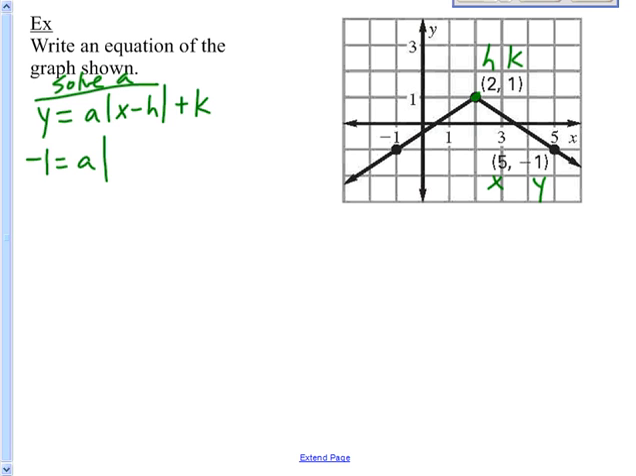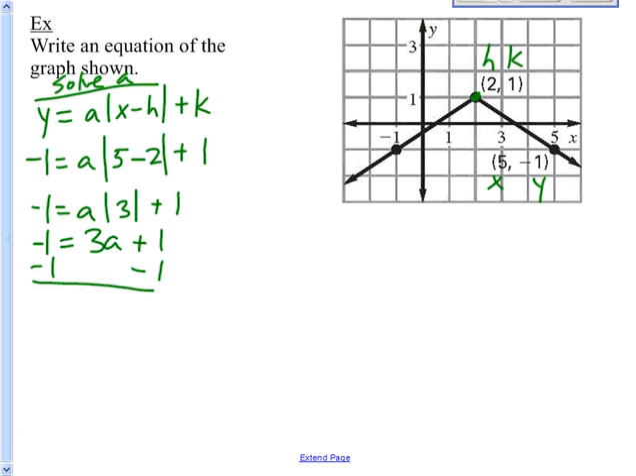What's my x value? 5 minus what was my h, 2? What was my k, 1? Take the absolute value of 3, which is 3. So I got 3a plus 1, subtract 1, negative 2 equals 3a. Looks like a must be negative 2/3.